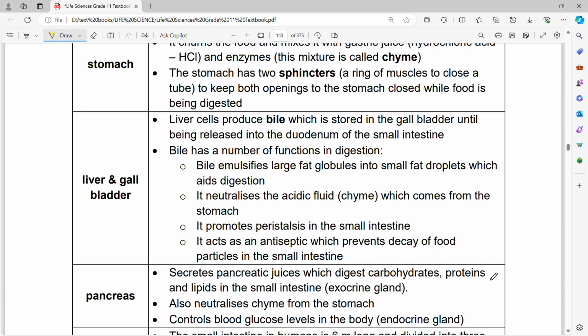It will help in digestion. It will help in breaking down your fat molecules, your lipid molecules, and it will act as your antiseptic so that your food particles won't decay in the small intestine.